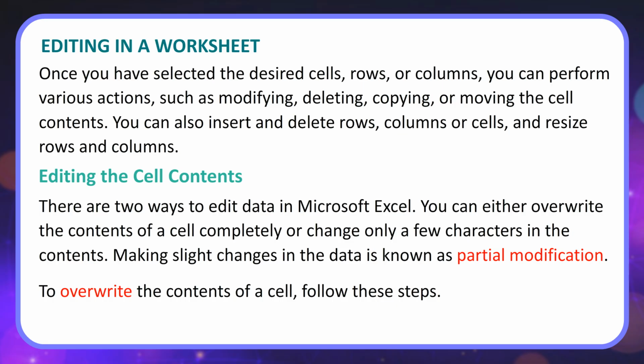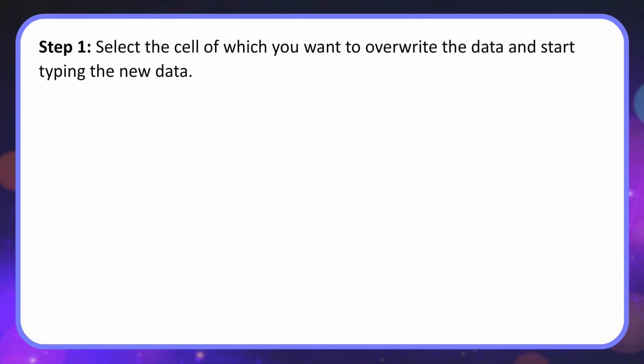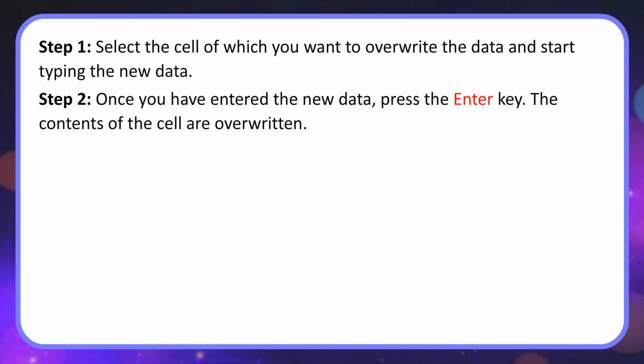To override the contents of a cell, follow these steps. Step 1. Select the cell of which you want to override the data and start typing the new data. Step 2. Once you have entered the new data, press the Enter key. The contents of the cell are overwritten.